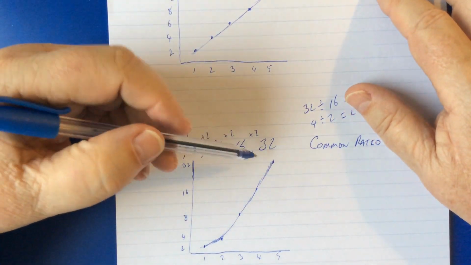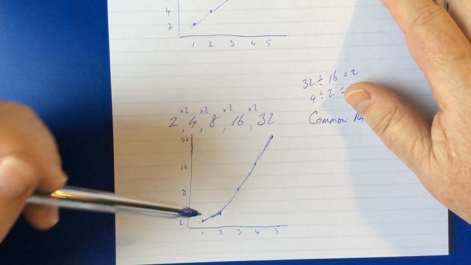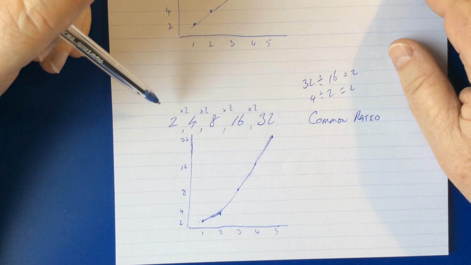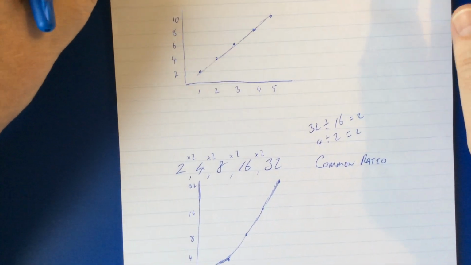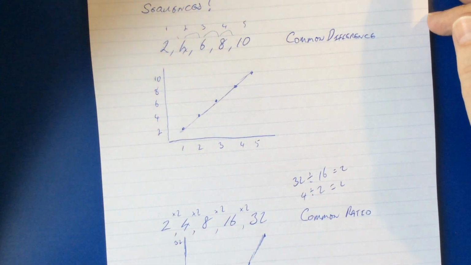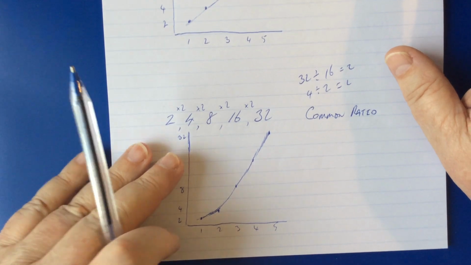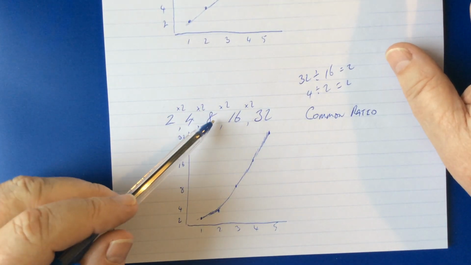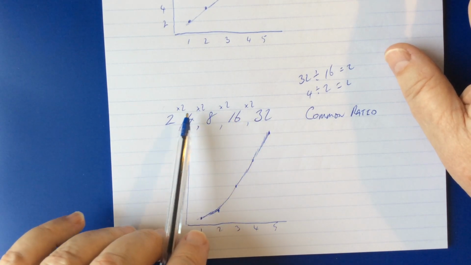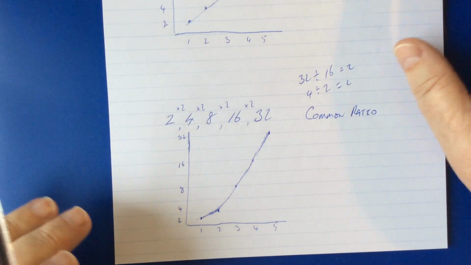Now this is far from perfect, but what you can see is that this line is not straight, and that is a common feature of a geometric sequence. The common feature of an arithmetic sequence is that it's linear, and it has a common difference. So let's just look at that again. 2 plus 2 is 4, plus 2 is 6, plus 2 is 8. Down here, 2 times 2 is 4, times 2 is 8, times 2 is 16. This gap is increasing, but the ratio between the pairs of numbers as you see them is the same. It is a common ratio.